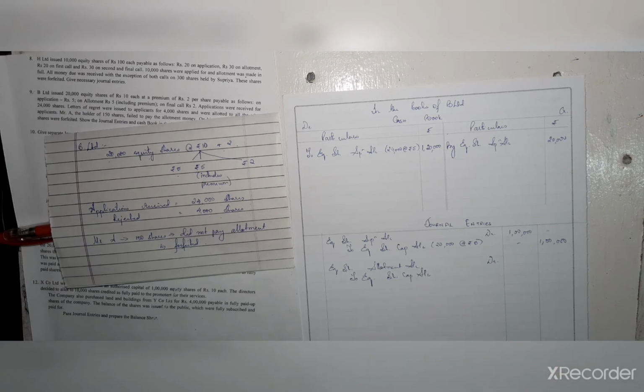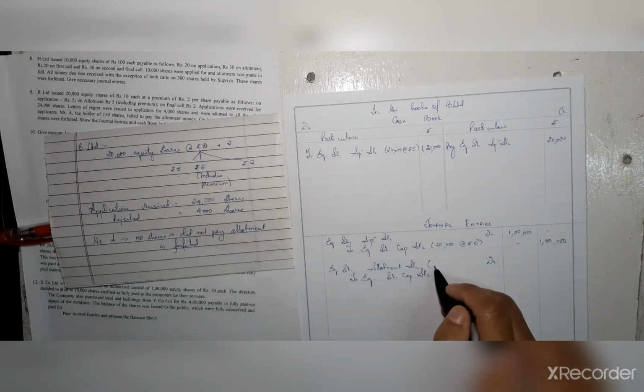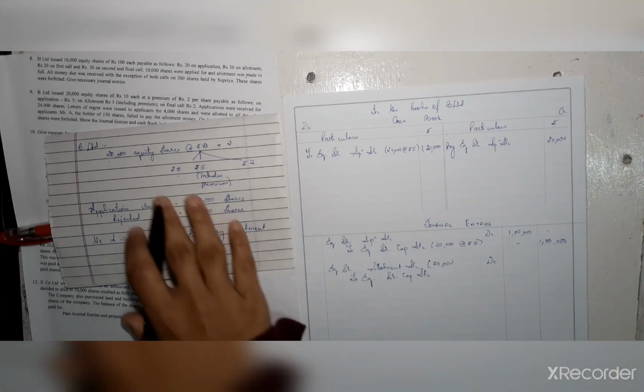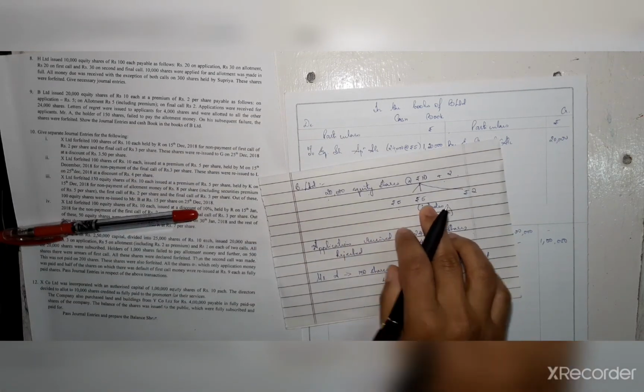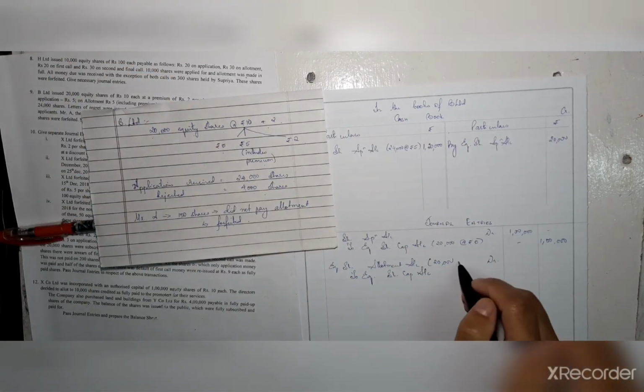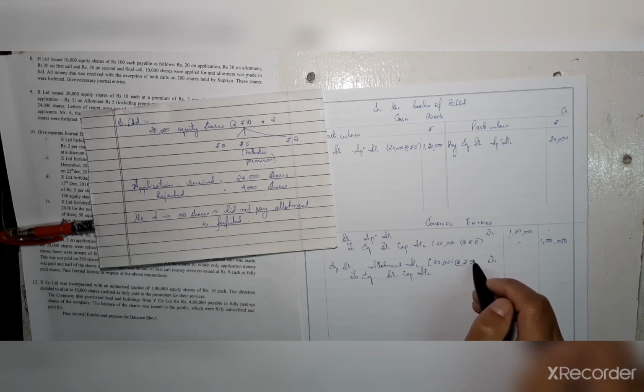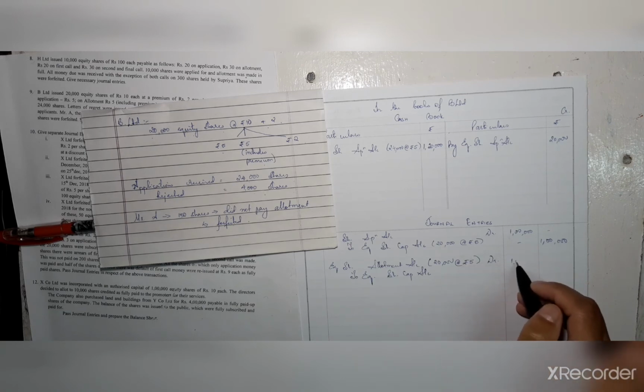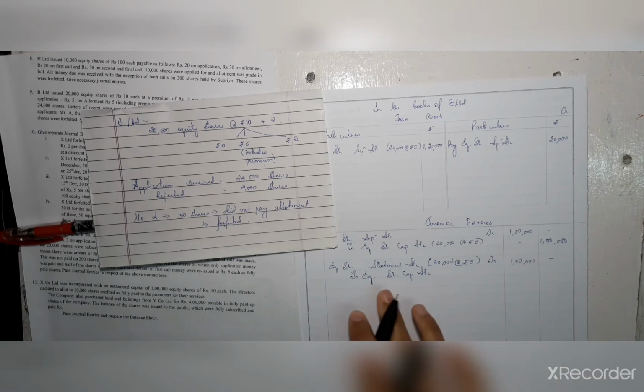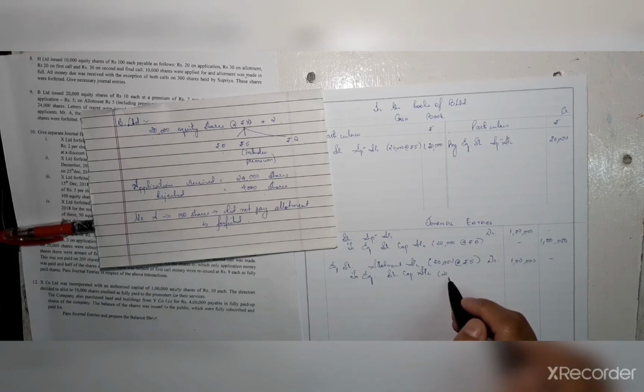This is our normal entry. So in case of equity share allotment, it is rupees 20,000 at the rate of rupees 5 per share. Okay, so at the rate of rupees 5 per share, it amounts to rupees 1 lakh. And then the amount transferred to equity share capital is 20,000 at the rate of rupees.